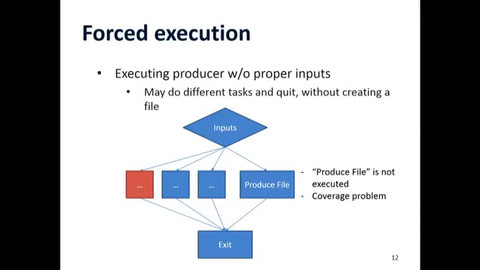As you can see, I have a picture of a simple abstraction of the program. The program has a bunch of functions, and depending on the input, it may execute a few functions and just quit. Here, I marked the red box as the one that executed, and it shows that without the proper input, we just execute one piece of code, and it does not execute the produce file function, which we want to analyze. This is actually a fundamental problem of dynamic analysis, which is the coverage problem. So here is the big question: how do we solve this problem?